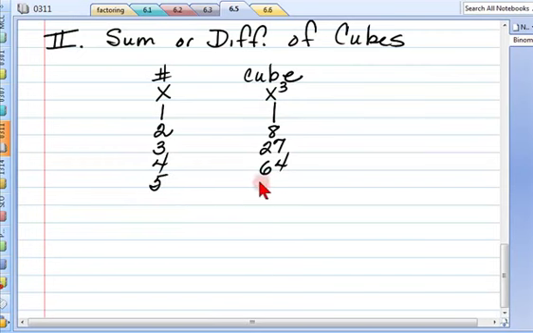5 to the third power, 125. 6 to the third power, I think it's 216. 7, 343. And I'm going to stop.